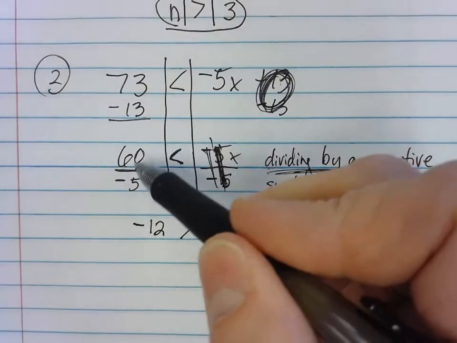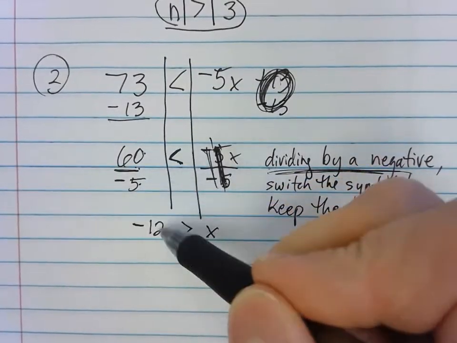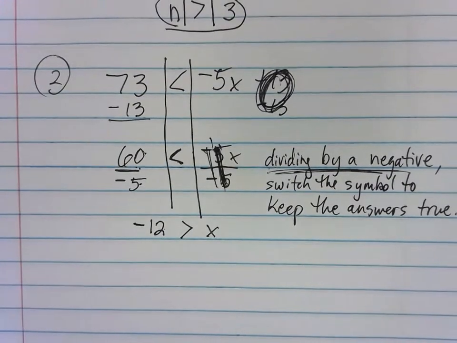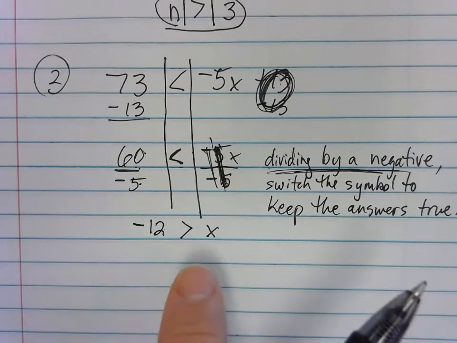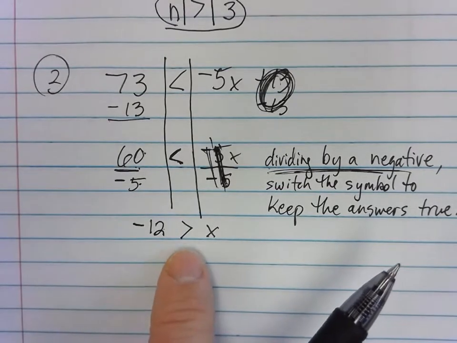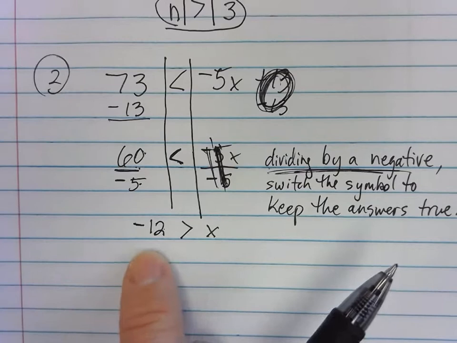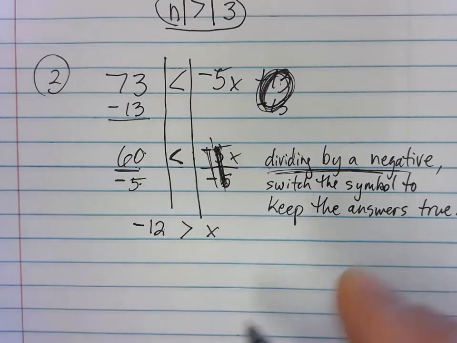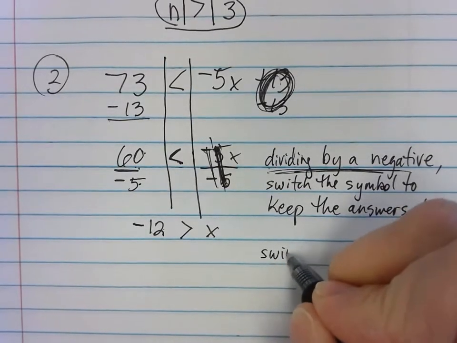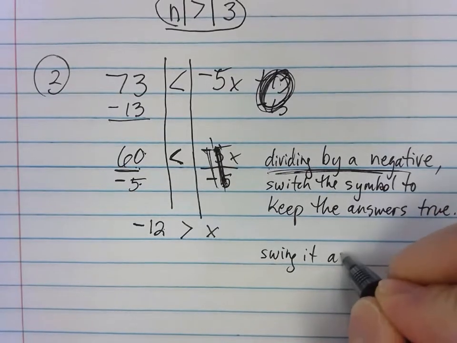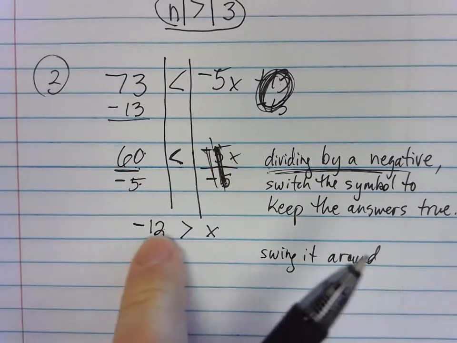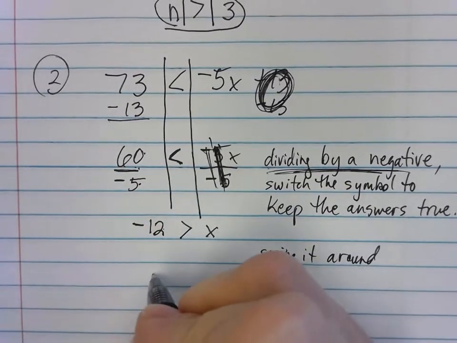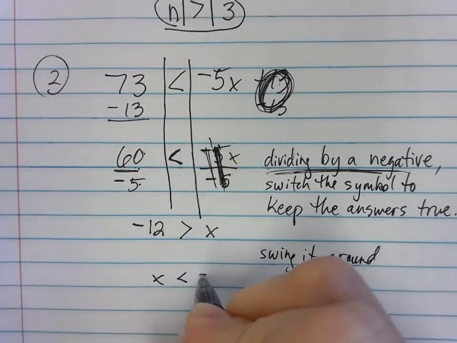Remember, that's a positive divided by a negative. A positive divided by a negative is a negative. So -12 is greater than x. I don't want you leaving it like that. When you've got the variable on the right, just swing this around. Swing it around, partner. Do-si-do. Just take that whole thing and go. Now I want you to write x is less than -12.